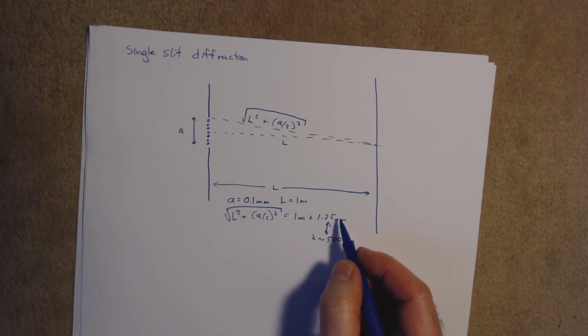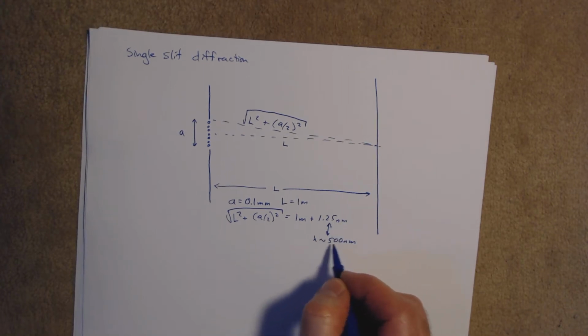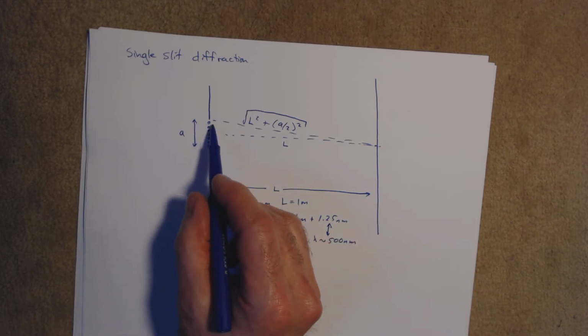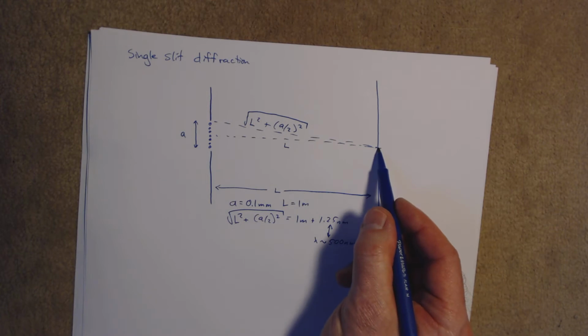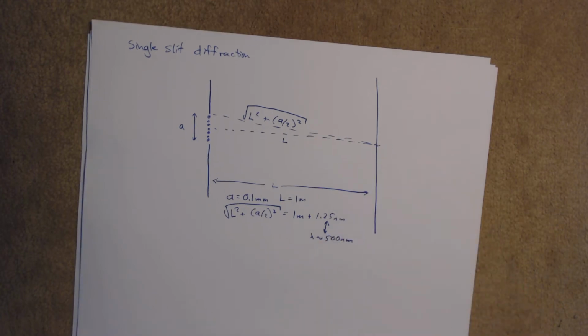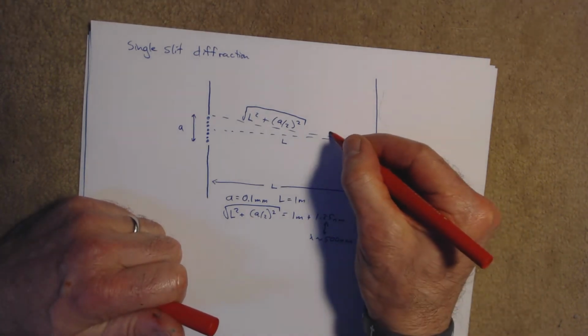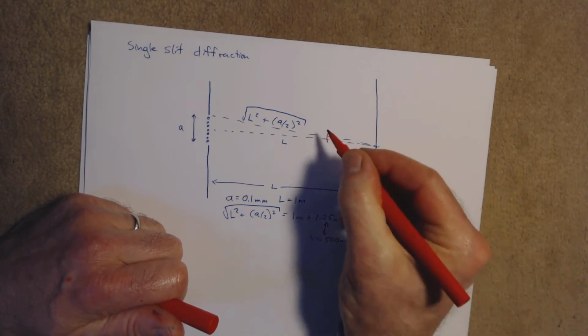So this is an essentially negligible difference in path length compared to this wavelength, which means that the waves from all of these emitters are going to be in phase when they get to this point that's straight across from the center. And so if we make our graph of intensity, there will be a peak in the intensity at that point.